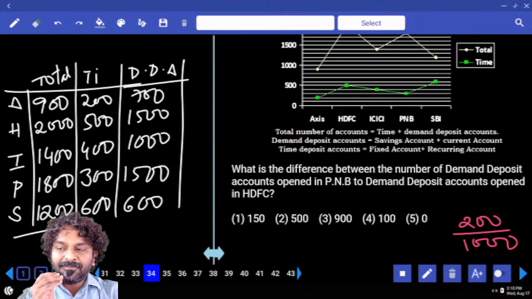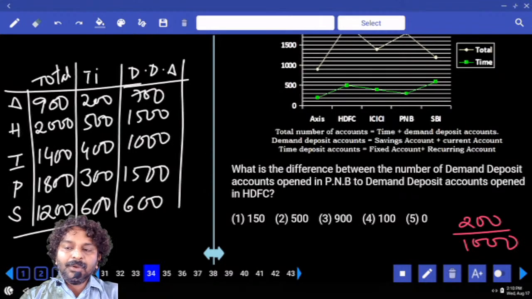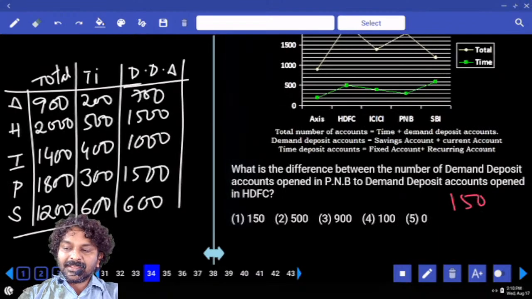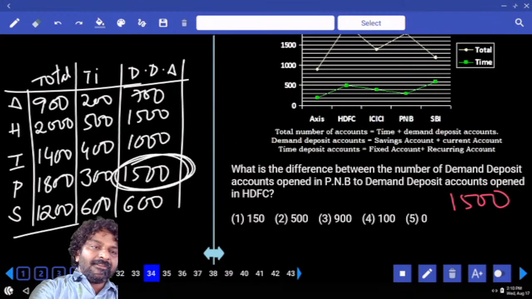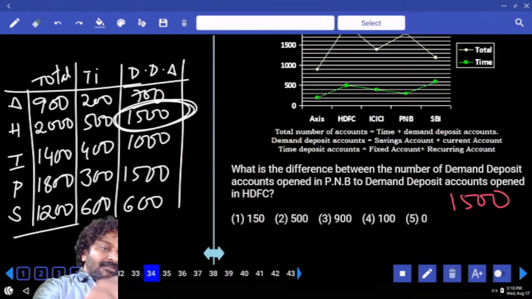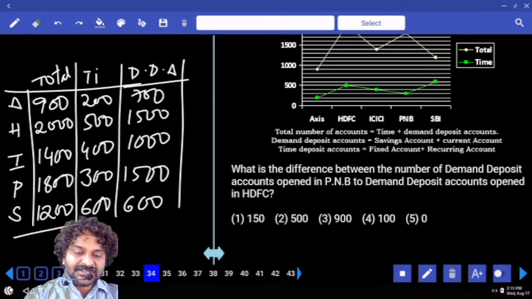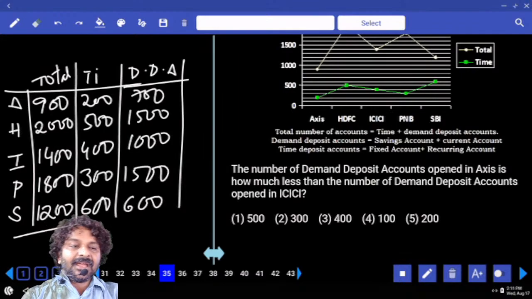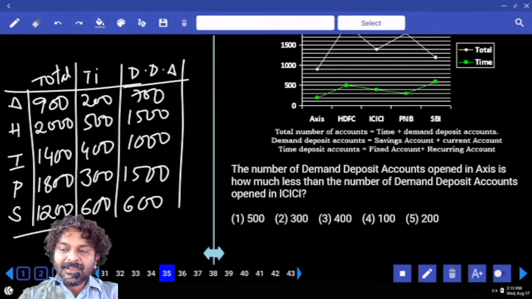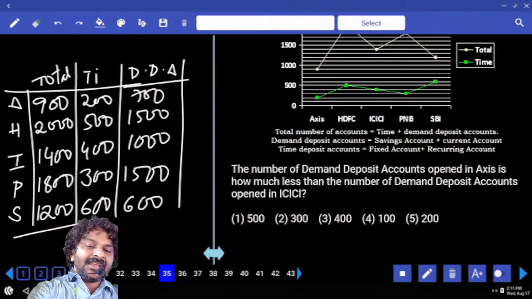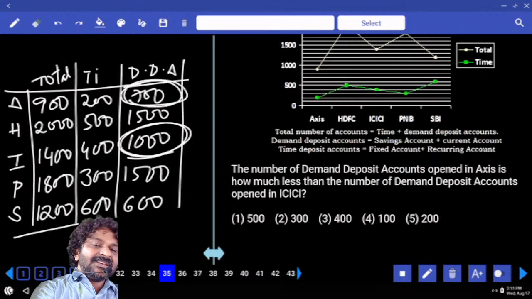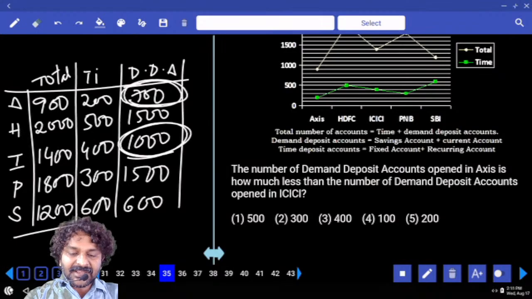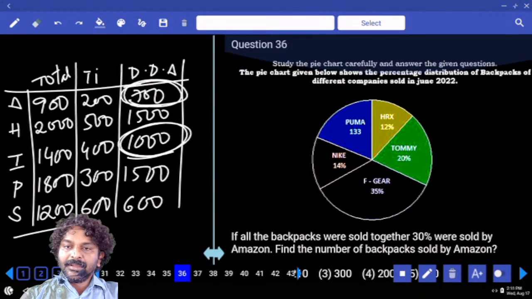What is the difference between the number of demand deposit accounts opened in PNB and in HDFC? PNB 1500, HDFC 1500. We were asked to calculate the difference, and it is 0. Number of demand deposit accounts opened in Axis, 700, is how much less than demand deposit accounts opened in ICICI? ICICI 1000, Axis 700. We were just asked to calculate the difference. Right, next, pie chart.